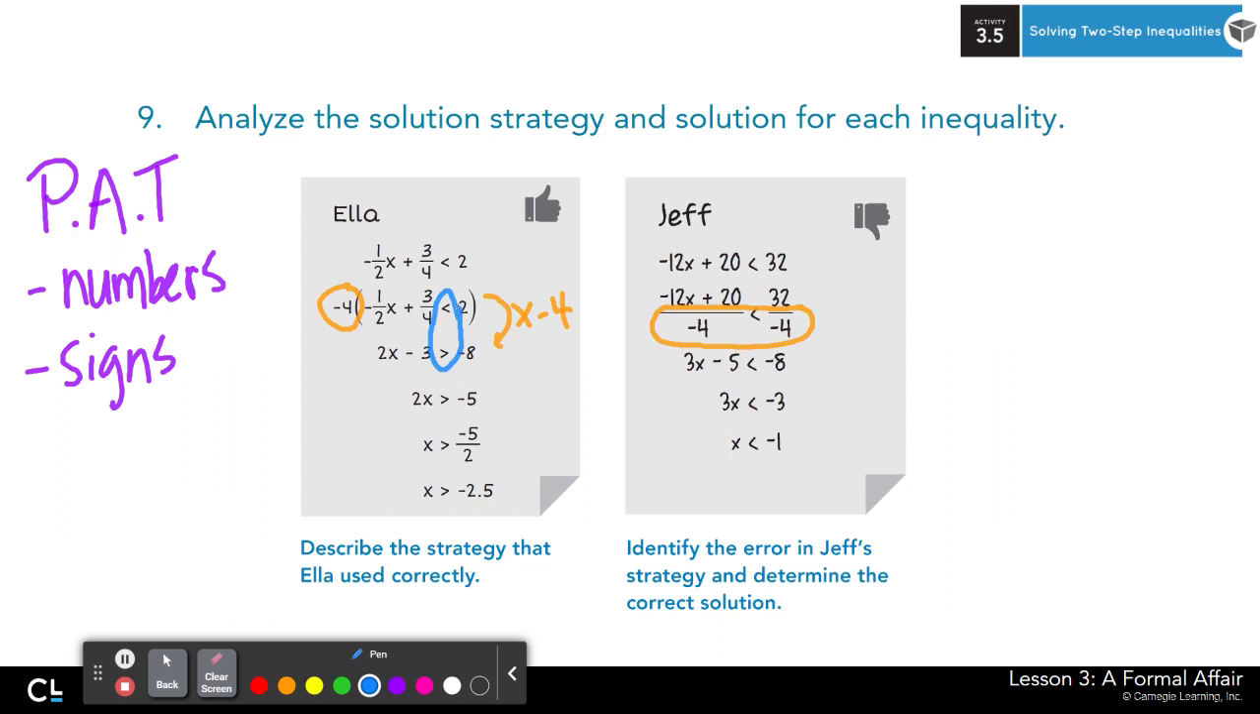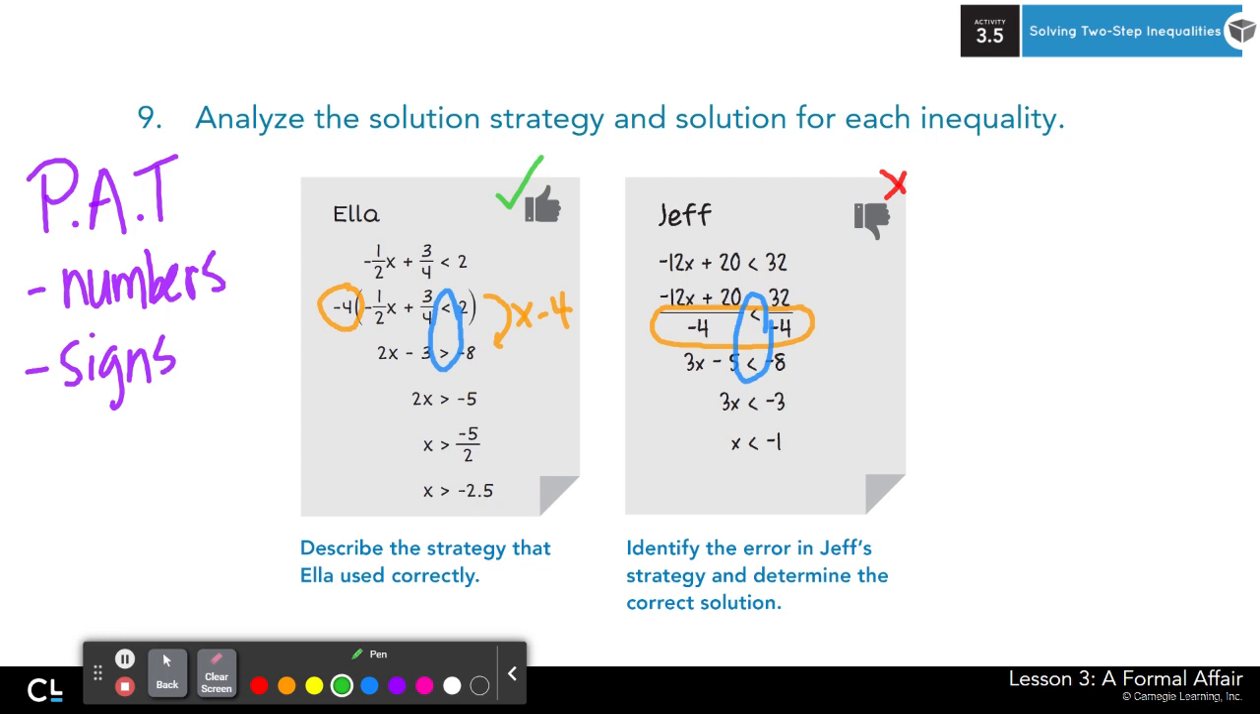However, what I wanted you to notice as well is the signs here. So notice Ella, when she multiplied both sides times a negative 4, her signs changed. And when Jeff divided by a negative 4, his signs stayed the same. So what do you think that tells us?